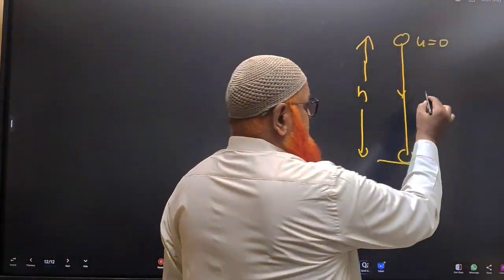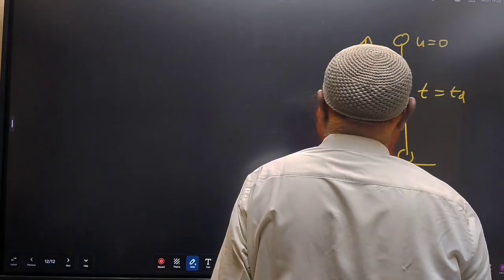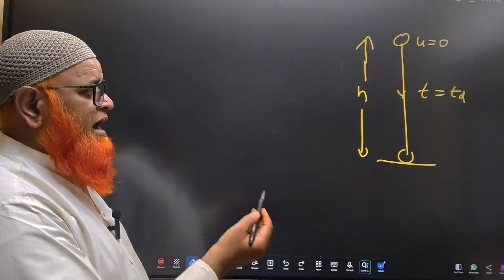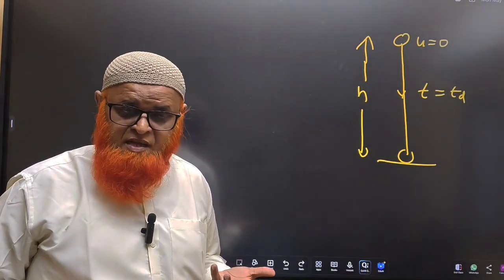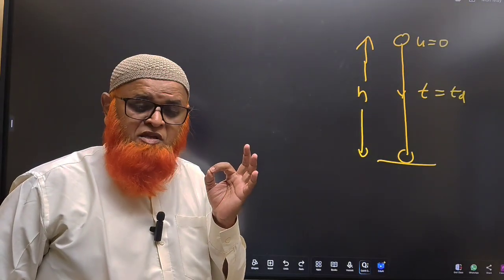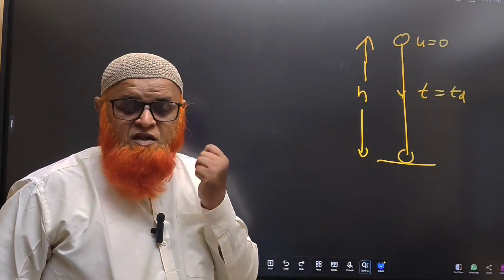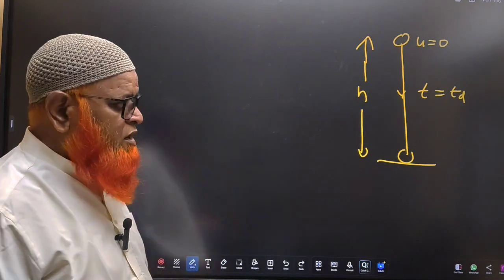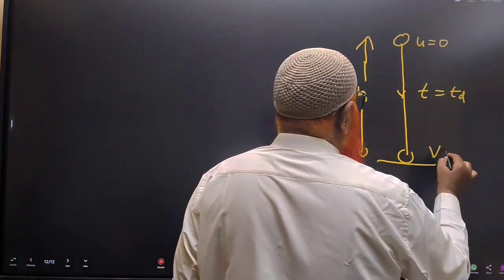Okay, but I know that this time is called the time of descent. I know the initial velocity, I know the time of descent, I am deciding the height, but I don't know the final velocity. Who knows? That boy knows how fast it came and hit his head and how much pain there is. I don't know the final velocity.